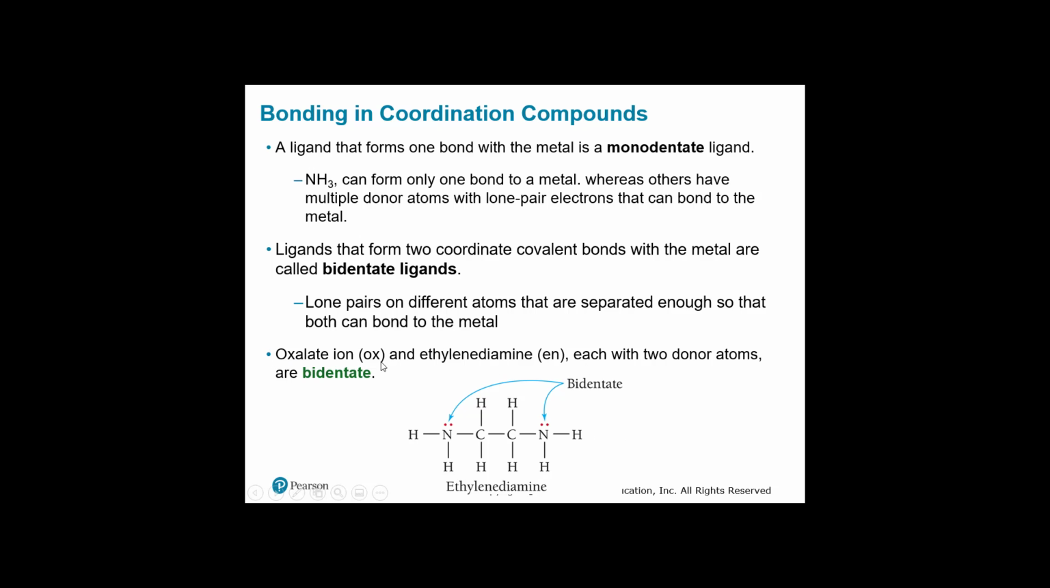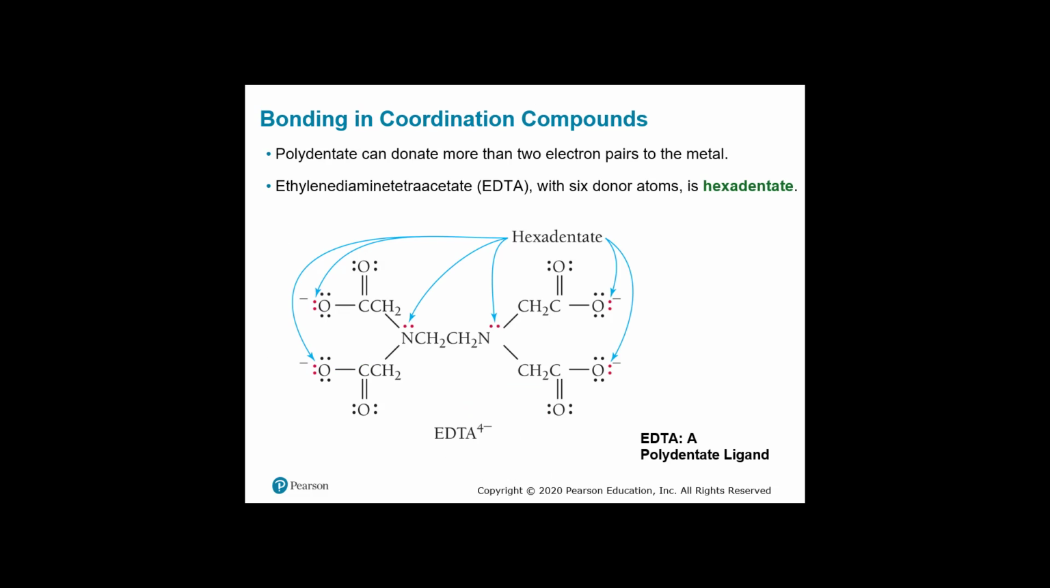And then they have oxalate, which is short for ox, and ethylenediamine, en, and it's the same thing. They are bidentate, which means they're usually big complexes, because they have to have enough distance to allow these two lone pairs to attach to a metal ion in different places.